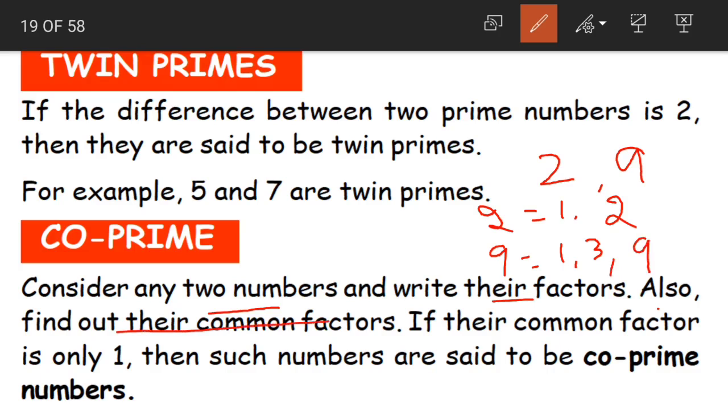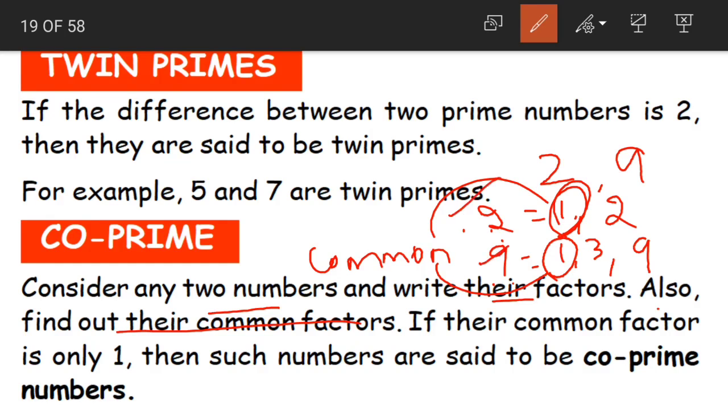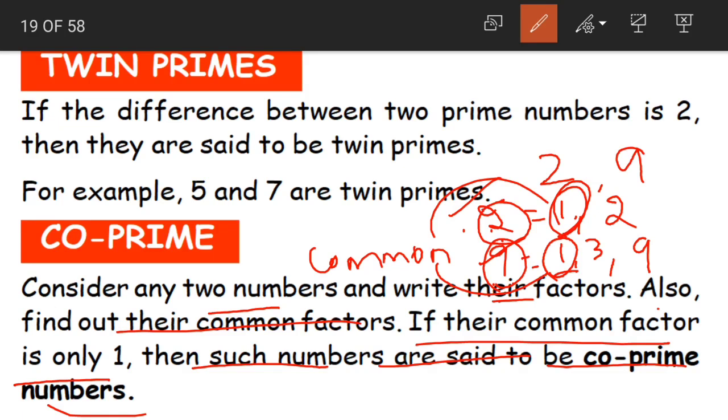Now next is find out their common factors. Common factor is the factor that is same for both the numbers. Now both 2 and 9 are having 1 as their factor. Yes or no? Yes. So 1 is there. 1 becomes their common factor. 1 is the common factor for what, children? 2 and 9. Yes. So if their common factor is only 1, then such numbers are said to be co-prime numbers. So as the common factor of both 2 and 9 is 1, what can we call them? Co-prime numbers.